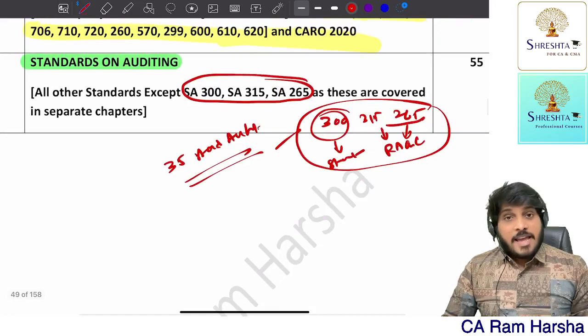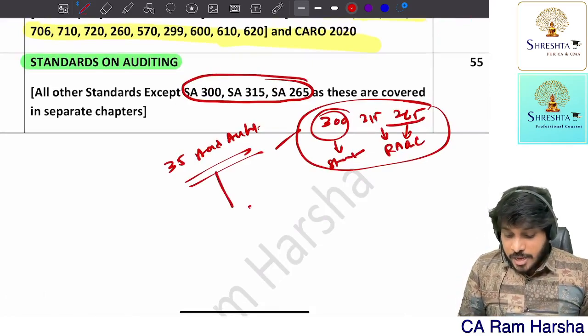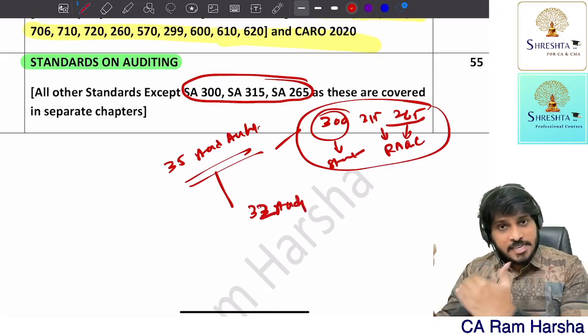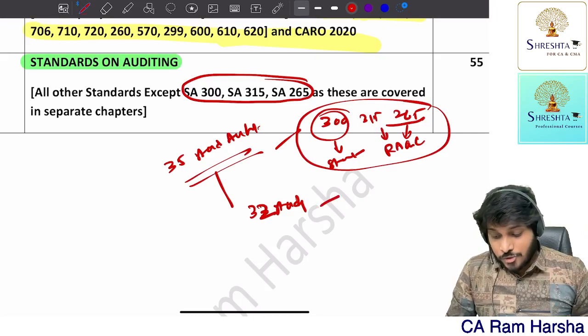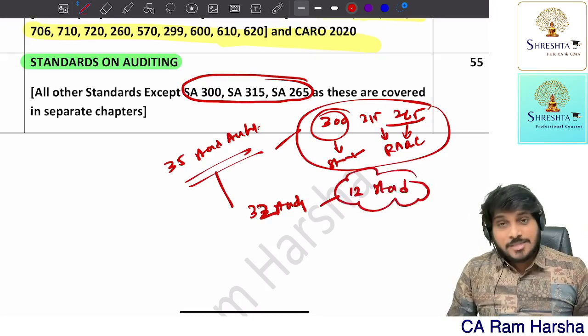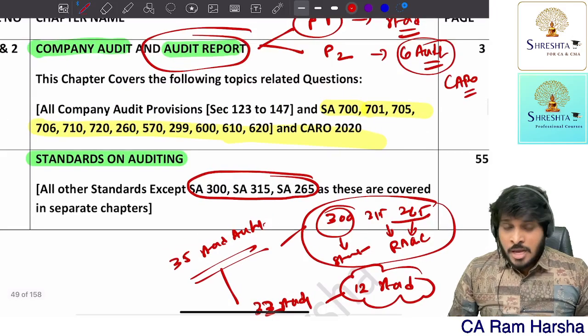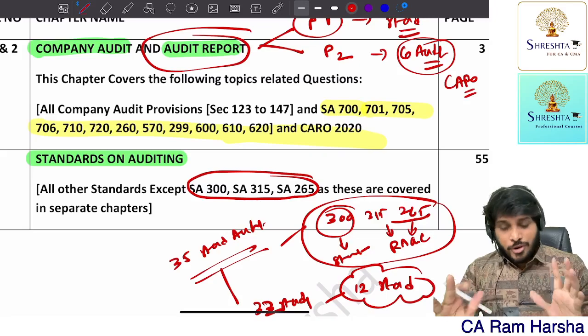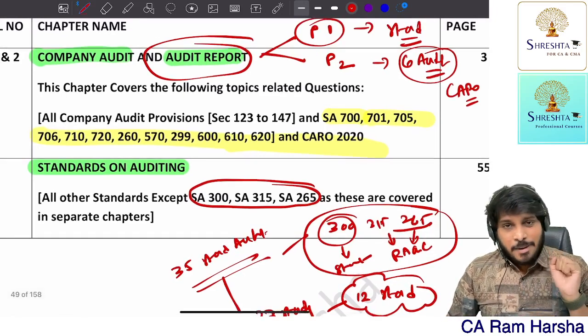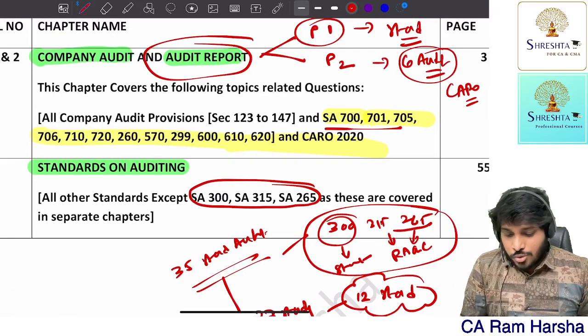Then, excluding these three, how many else do we have? Out of 35, let us remove 3. We still have 32 standards. Out of these 32, 12 standards you need to discuss as part of audit report. If you do not discuss them immediately along with audit report, you will not understand the standard correctly. So what are those 12 standards?